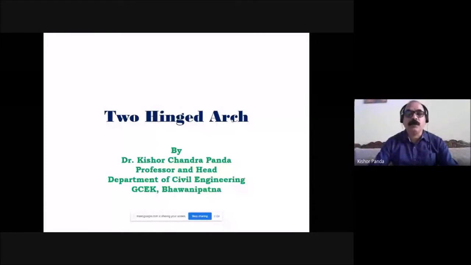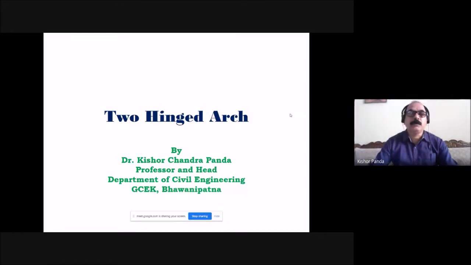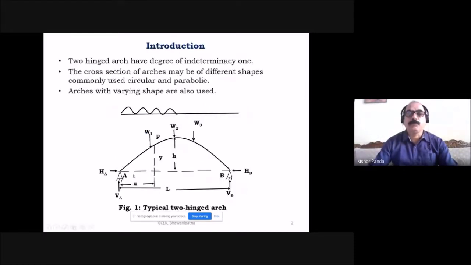You know the different parts of the arch. The bottom part is the abutment, and the top portion is called the crown. The support-to-support length is called the span. This is your support, and support to support is the span, this is the crown, and this is the stringer. This is the height of the arch.